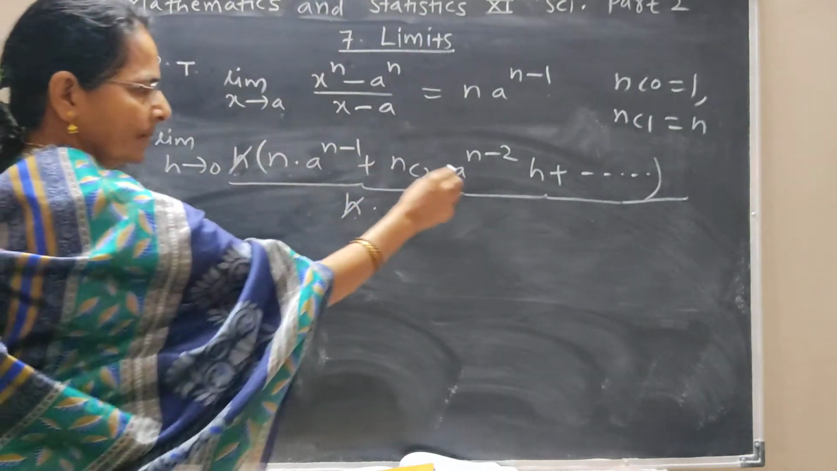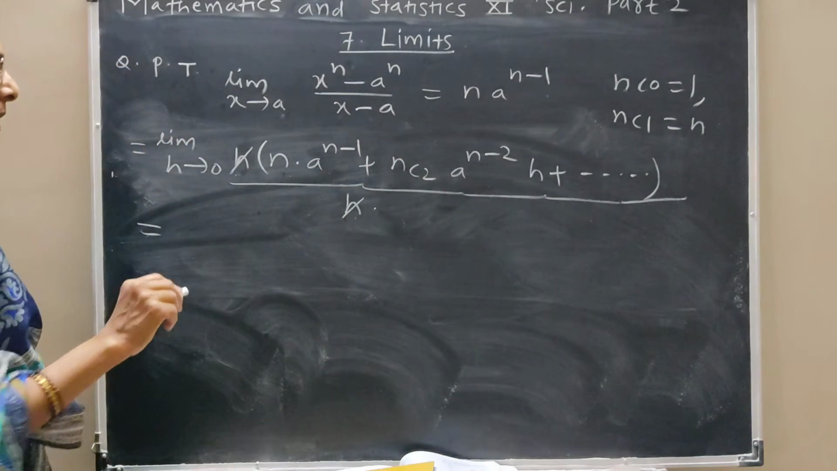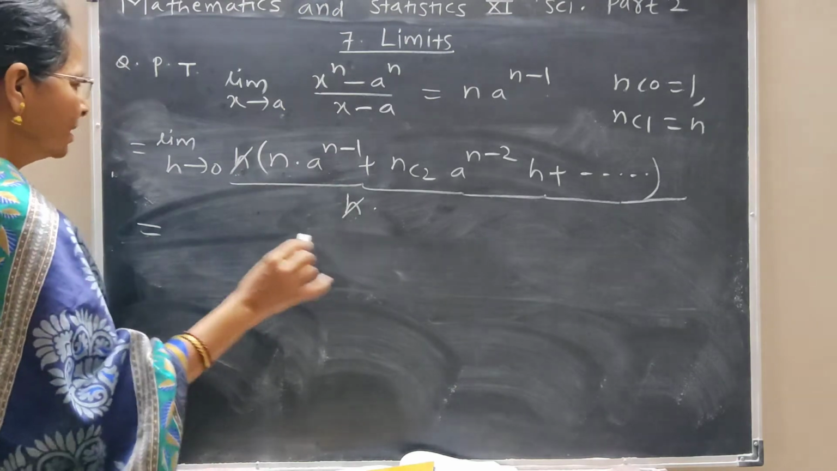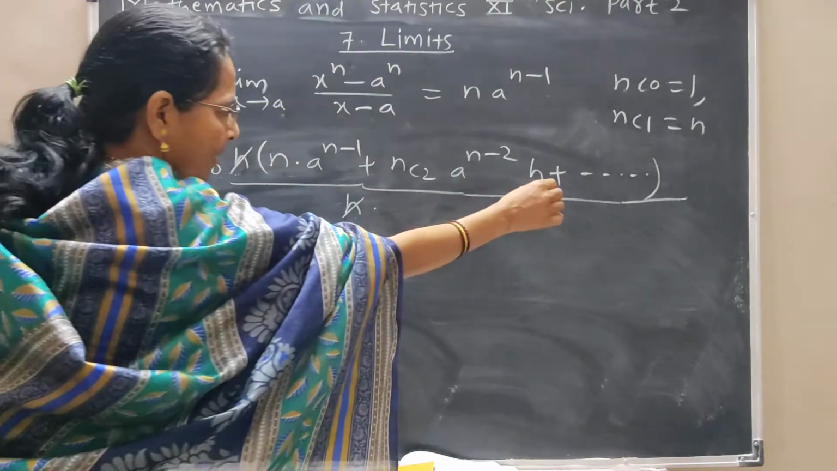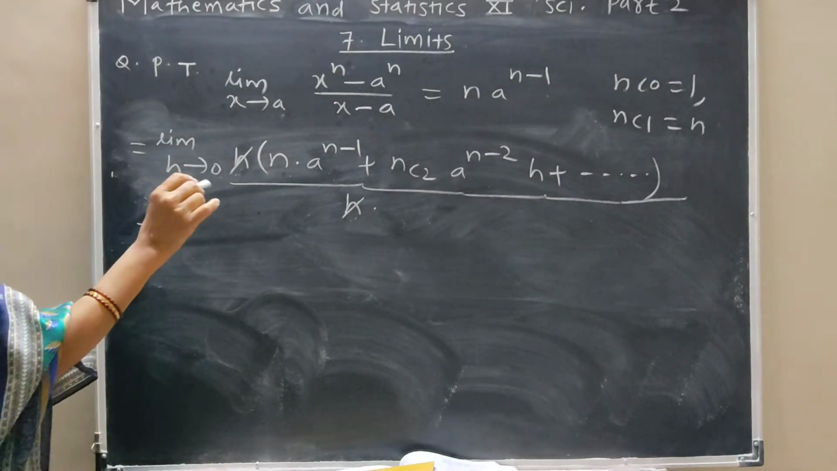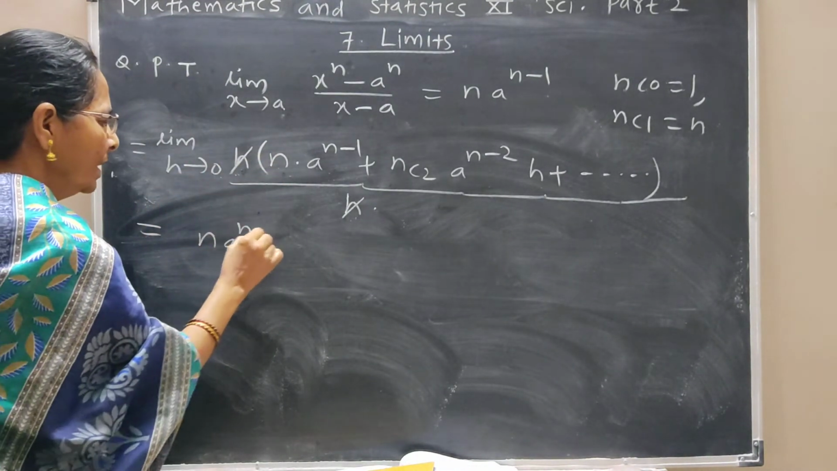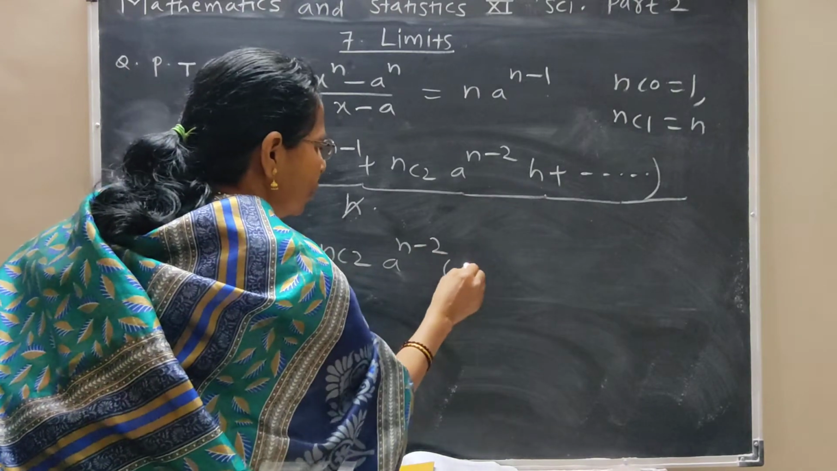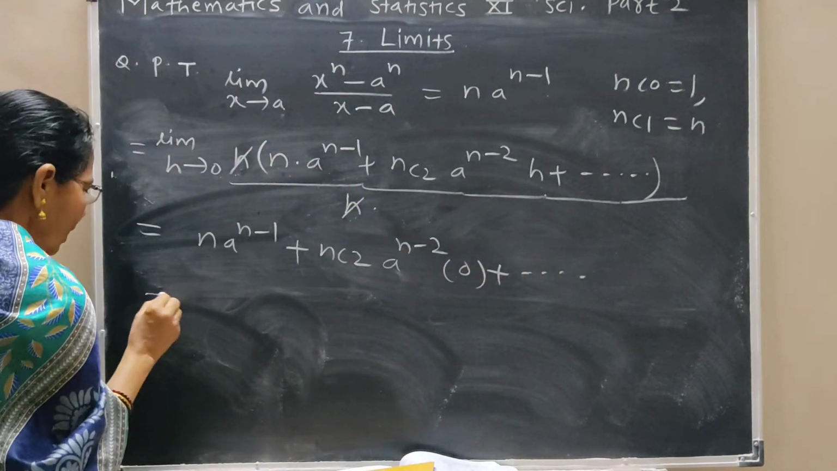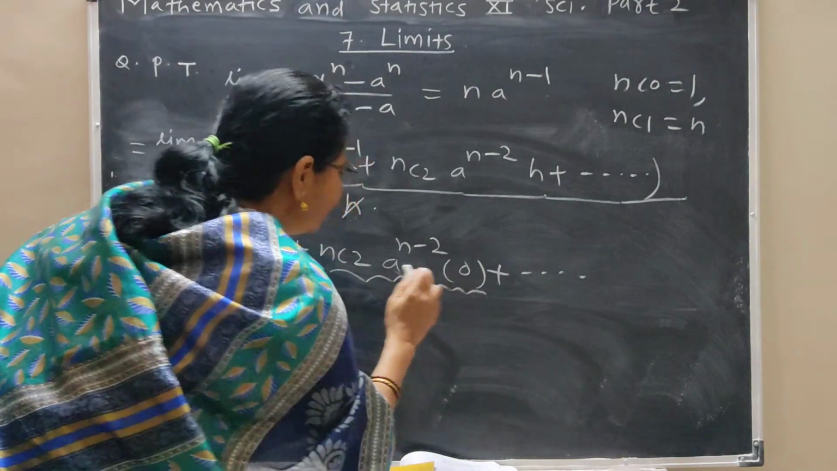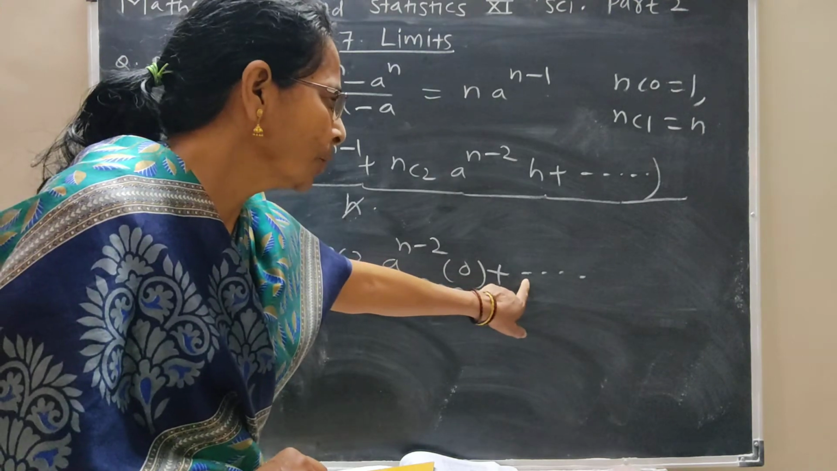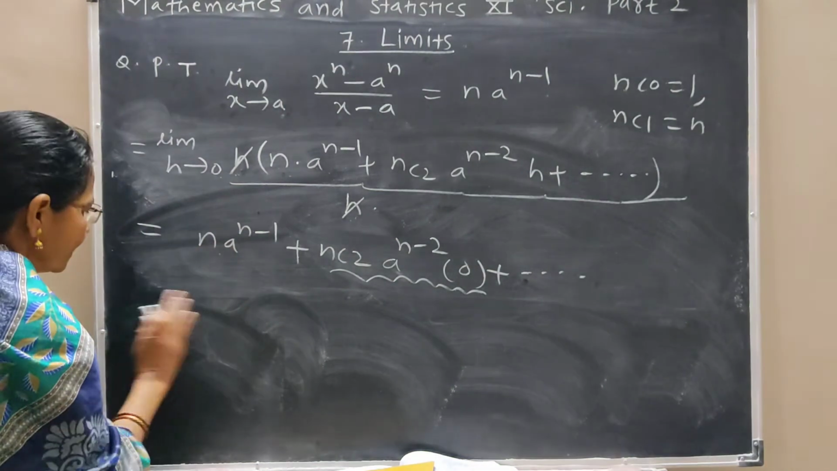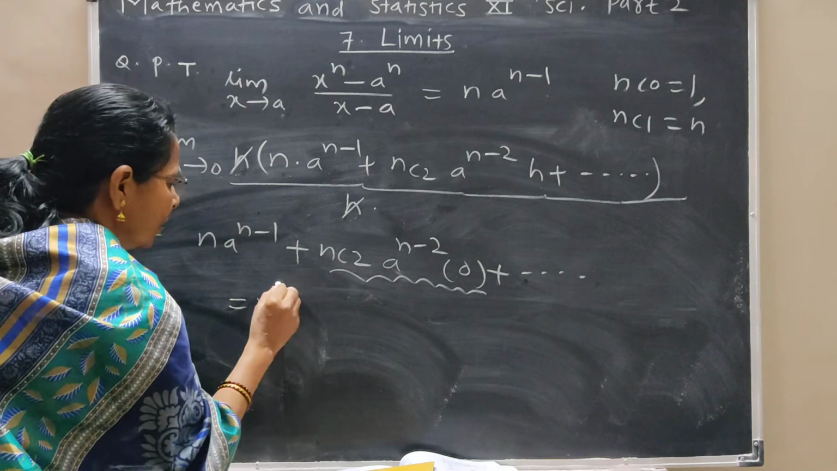Now put the value of h here where it is possible and don't write the word limit. Put the value of h as 0 here. So the first term is n a raised to n minus 1 plus nc2 a raised to n minus 2, h is 0. Now product with 0, here also product with 0, next term product with 0. So all the next terms are 0. Therefore only what remains is n a raised to n minus 1.